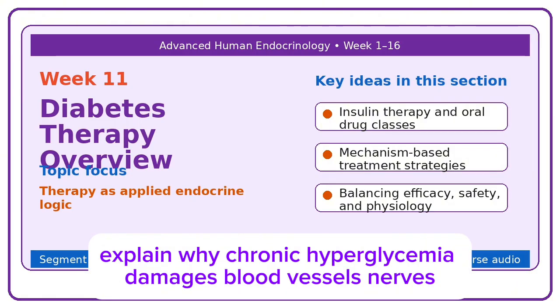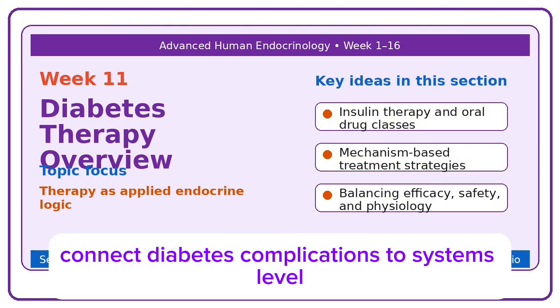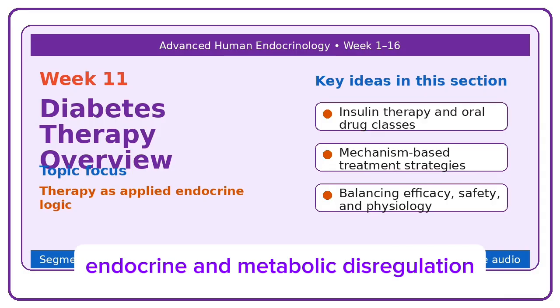Explain why chronic hyperglycemia damages blood vessels, nerves, kidneys, and eyes. Connect diabetes complications to systems-level endocrine and metabolic dysregulation.